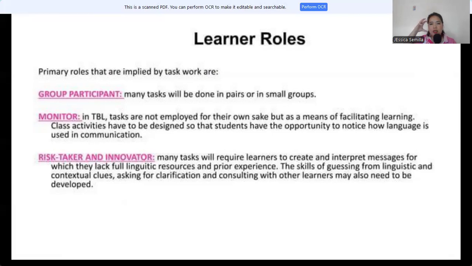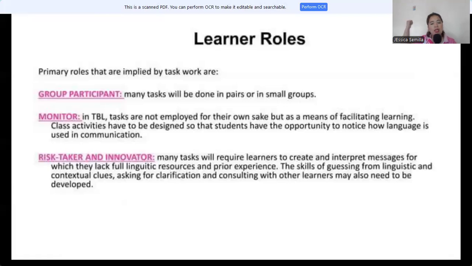And also it depends on the objective or goals of the topic and also the teacher. So the primary roles of the learners are, of course, as a group participant and as a leader who monitors, because in TBL, tasks are not employed for their own sake but as a means of facilitating learning. Class activities have to be designed and assigned so that students have the opportunity to notice how language is used in communication.